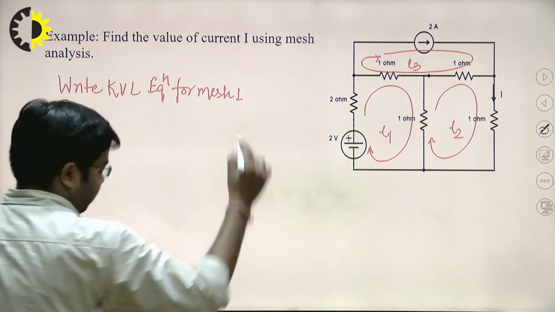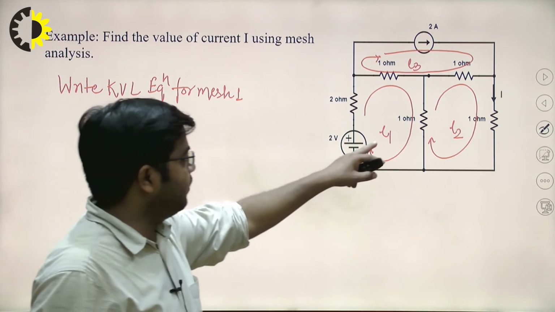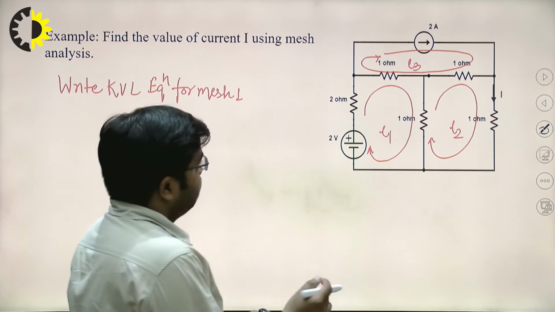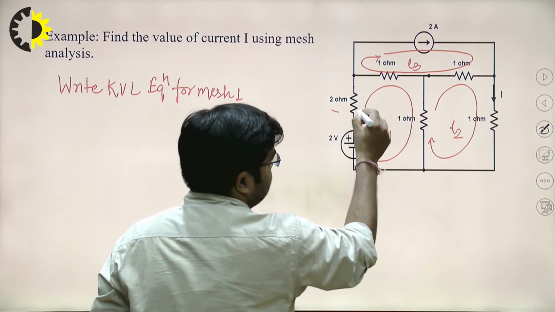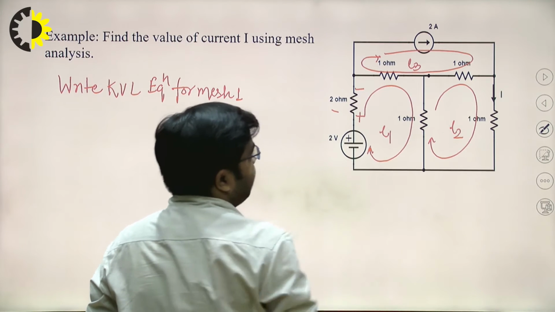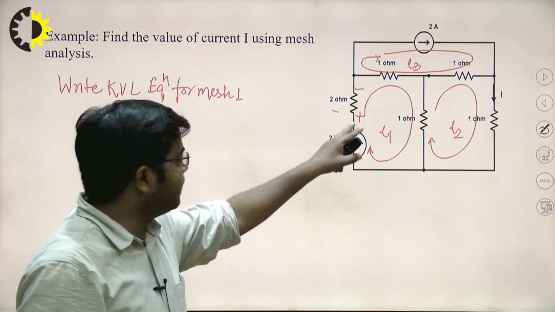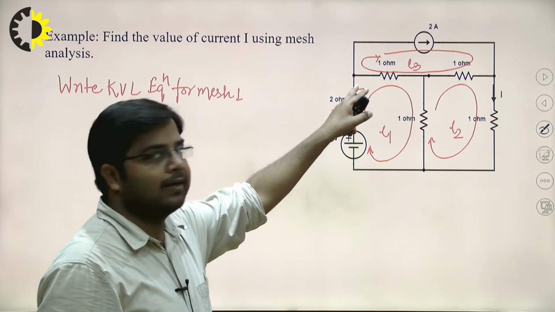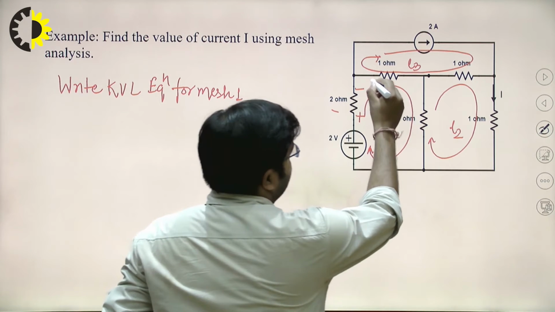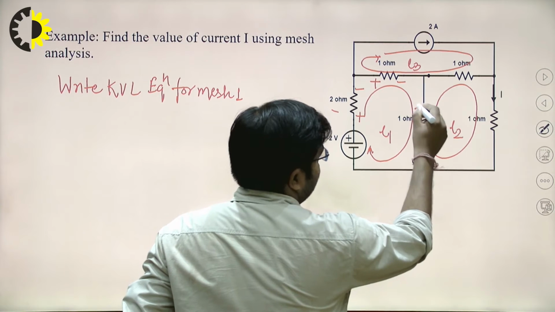For mesh 1. So this is mesh number 1. This I1 current is flowing through this 2 ohm resistance, so the positive sign will be here and the negative sign will be here, because the current I1 enters at this point and leaves the resistance at this point. Similarly, you can put the plus minus here and plus minus here.